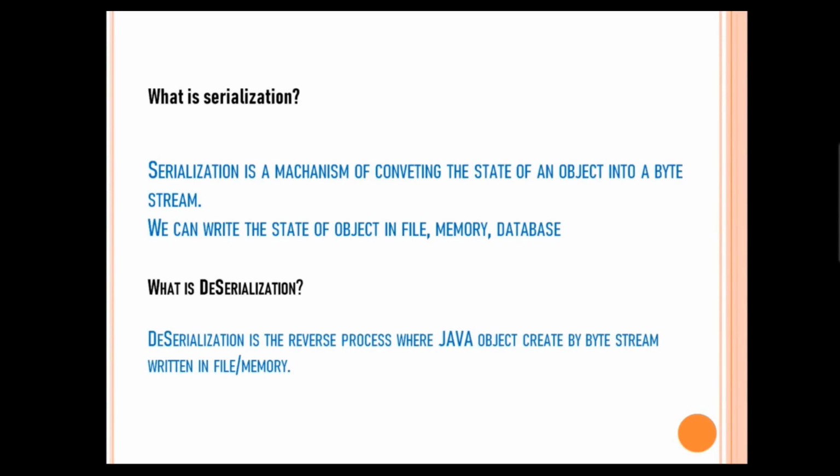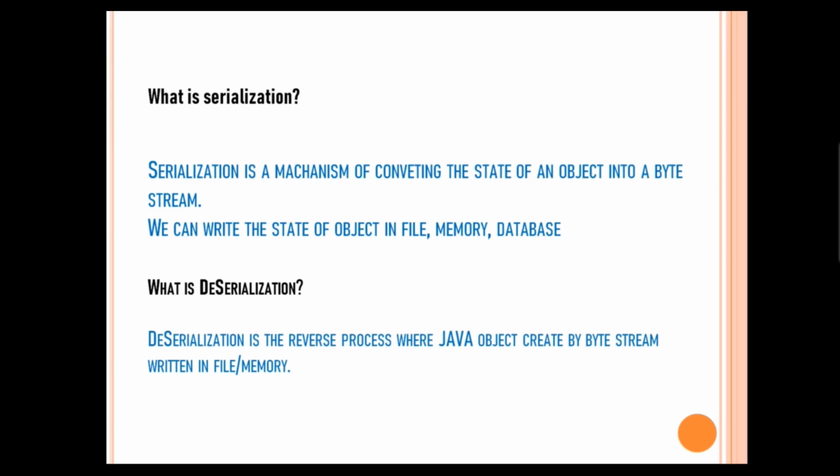So let's discuss what is serialization. Serialization is the mechanism of converting the state of an object into a byte stream. It means we are writing the state of a Java object into a file or memory, and that is called serialization. Now let's talk about deserialization. Deserialization is the reverse process, where a Java object is created from the byte stream. So this is the reverse operation of serialization.